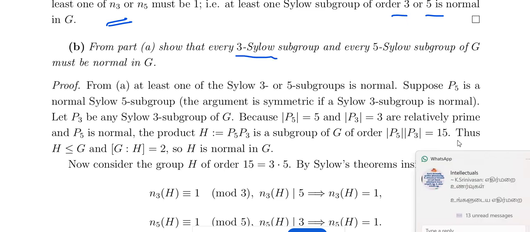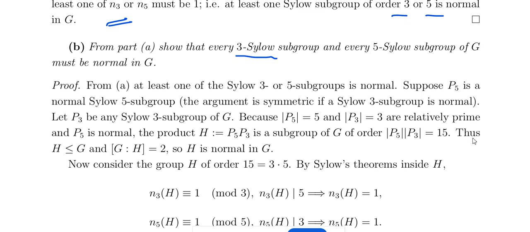Now the second part, from 40A: every 3 Sylow subgroup and every 5 Sylow subgroup of G must be normal in G. So from A, at least one of the 3 Sylow subgroup or 5 Sylow subgroup is normal. At least one of them must be normal. Suppose now P5 is a normal Sylow 5 subgroup, and the argument is symmetric if the Sylow 3 subgroup is normal. P5 is the normal Sylow 5 subgroup, and P3 is any 3 Sylow subgroup of G.